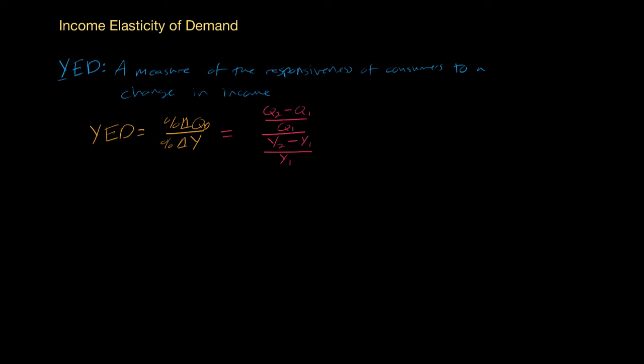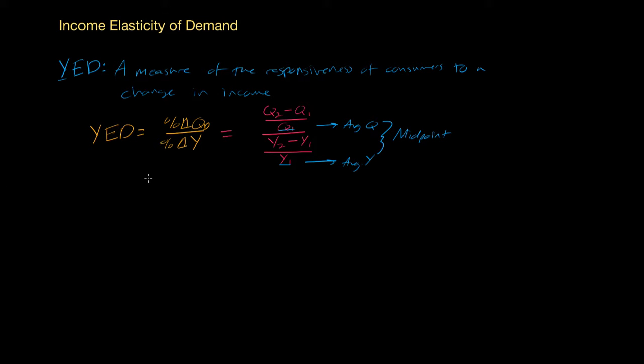Now also, like other types of elasticities, the midpoint formula could be used to calculate income elasticity of demand. All that would require is using, instead of the original quantity and the original income here, the average quantity and the average income between Q1 and Q2 and between Y1 and Y2. This would allow us to calculate elasticity using the midpoint method.